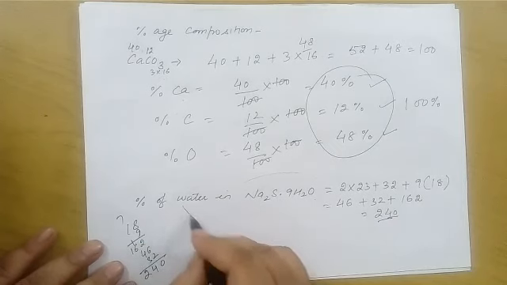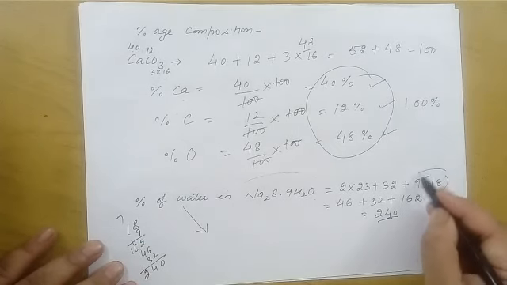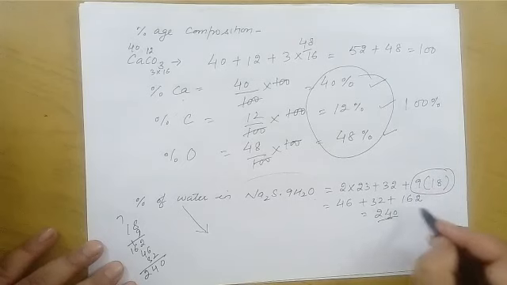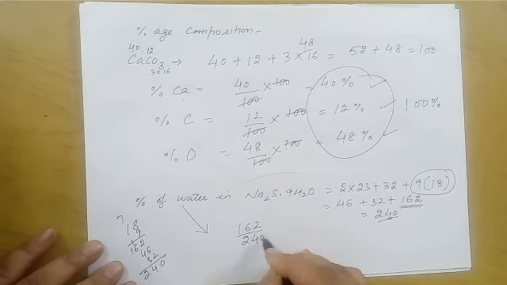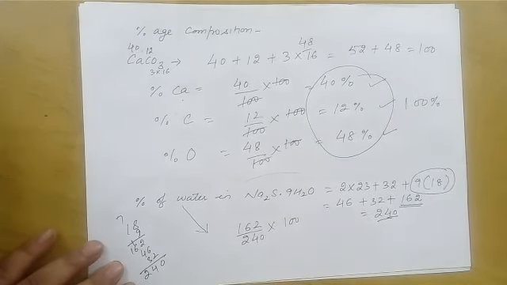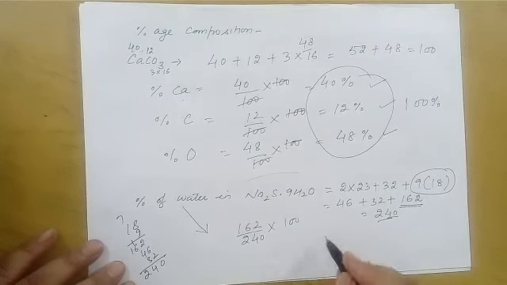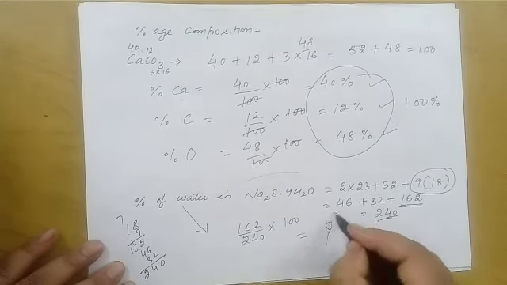Now we have to find the percentage of water. By mass, what is the percentage of water? 162 upon 240 into 100. You can calculate it on your own.